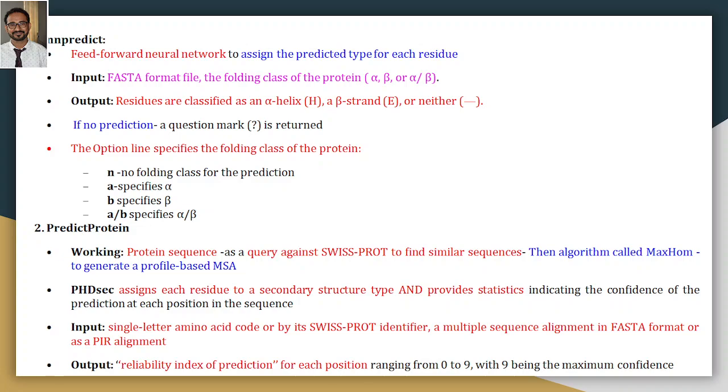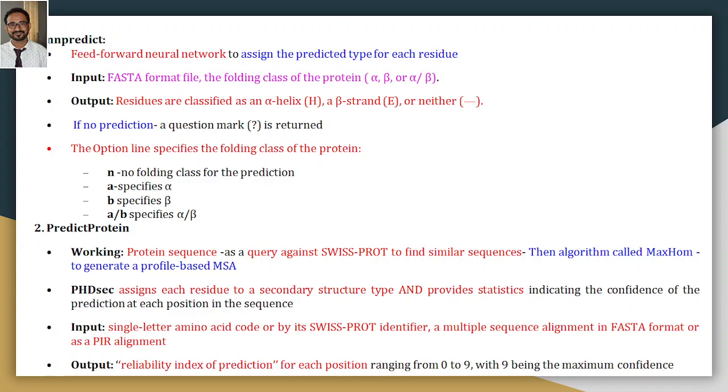What do they represent? They represent the confidence of prediction at each position in the sequence. Why is this confidence of prediction important? Because that's how they form the three-dimensional structure. Next, the input will be a single-letter amino acid code, maybe from NCBI, or a SwissProt identifier (accession number), or a multiple sequence alignment in FASTA format, or it can be a PIR alignment format also.